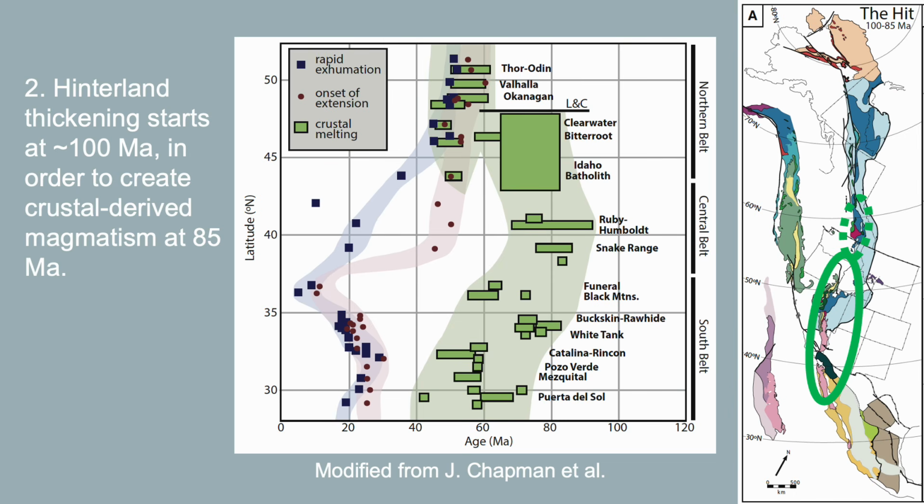If you look inboard or eastward from the Sierra Nevada and Idaho arcs, you start to pick up crustal-derived magmatism. So this is not arc-derived or subduction-derived magmatism, but rather magmatism associated with melting of the crust, which is caused by thickening of that crust. And it takes about 10 million years to thicken the crust enough to start making it melt. So again, that's consistent with crustal thickening starting somewhere around 100 to 95 million years.